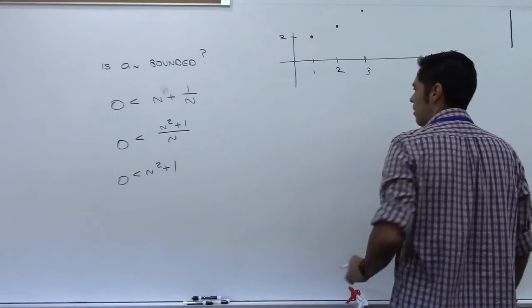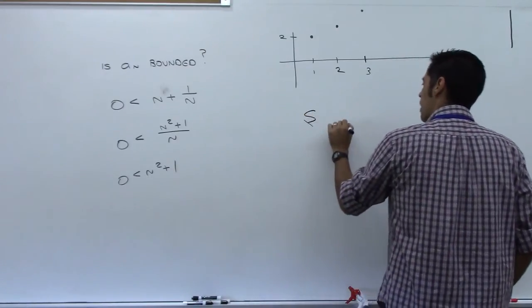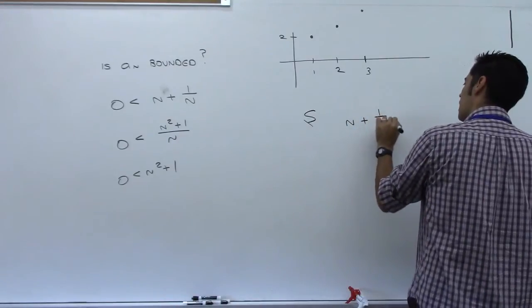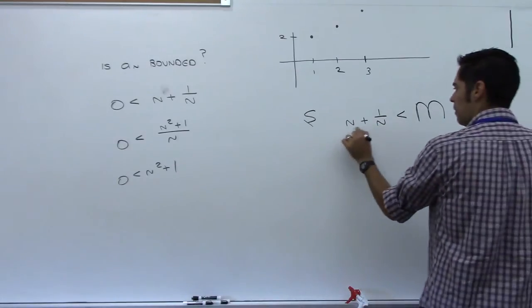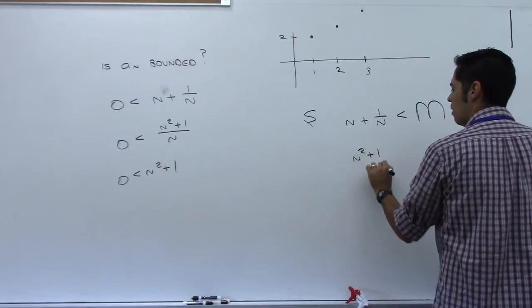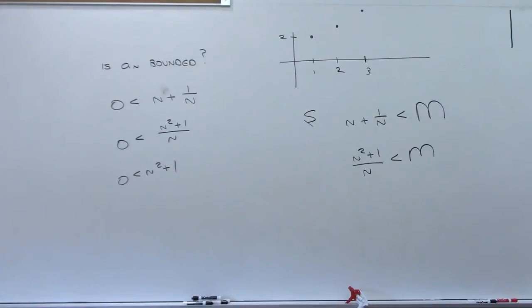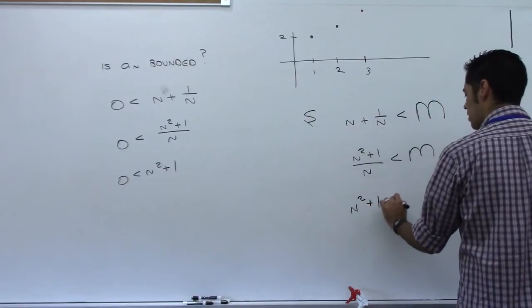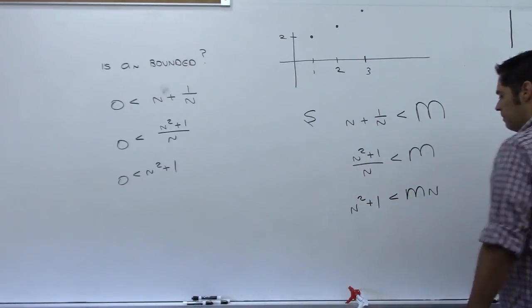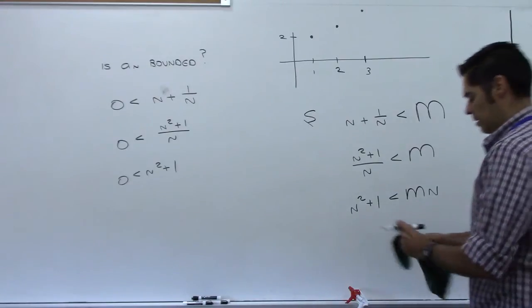Let me show how you would contradict yourself if you think it is. So suppose that you think that n plus 1 over n is less than some upper bound, all right? Then that would mean getting a common denominator here. n squared plus 1 over n is less than capital M, right? And in this case, n squared plus 1 is less than M times n. So check this out. If we pick n to be 1, then what happens?